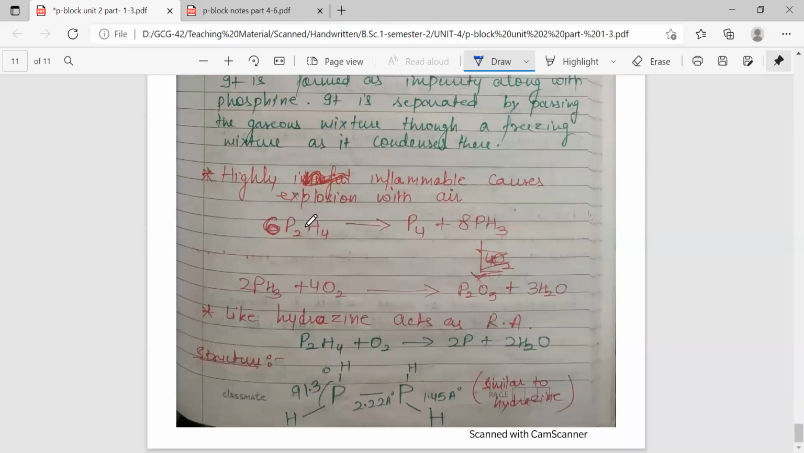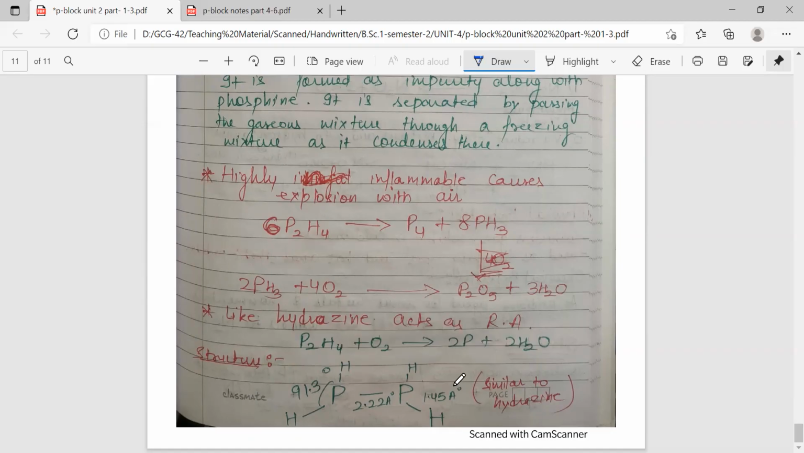So what reaction is going to take place? This is the diphosphine. It will give us phosphorus and phosphine, and this phosphine is further oxidized to produce P2O5. This is the important oxide of phosphorus. Just like hydrogen, it can also act as a reducing agent. It reacts with oxygen, gets converted to phosphorus, and will produce water. And this is the structure. It is almost similar to that of hydrazine.